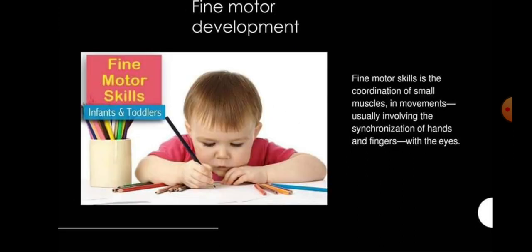In the second slide we will check fine motor development. Fine is related to small. Fine motor skills is the coordination of small muscles in movement, like your hands, your fingers, and your eyes, usually involving the synchronization of hands and fingers with your eyes.